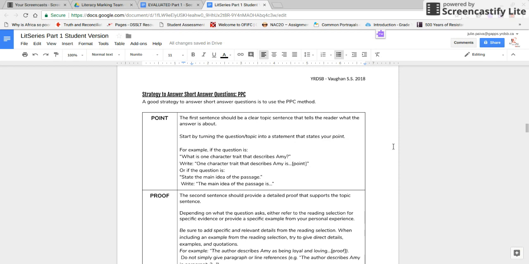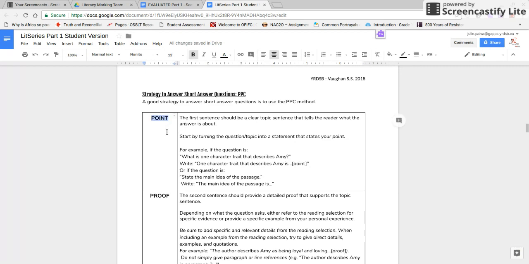So this is where you definitely need a highlighter with you, or at least a pen to mark this up. So we're calling it the PPC method, all right? And what that means is you're strategically answering the question by using this PPC method. So you're going to be making a point, which is what the first P stands for. So you're answering the question.